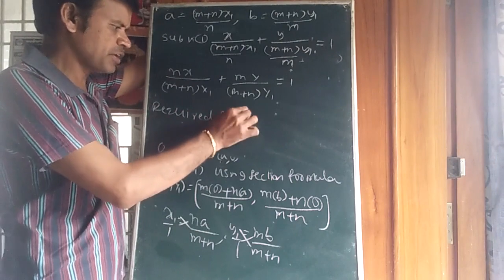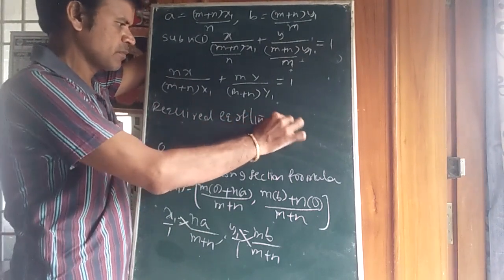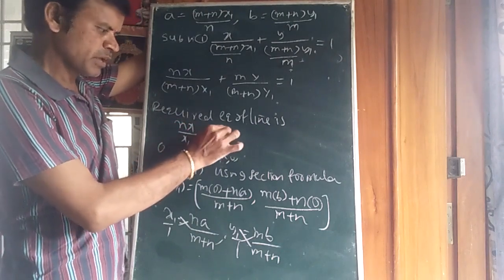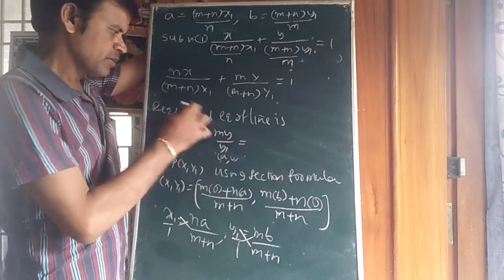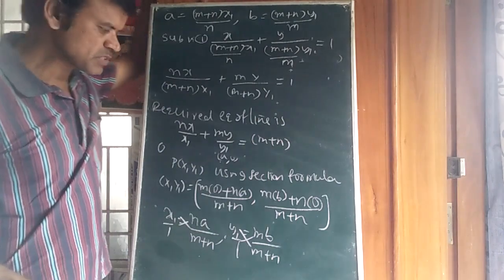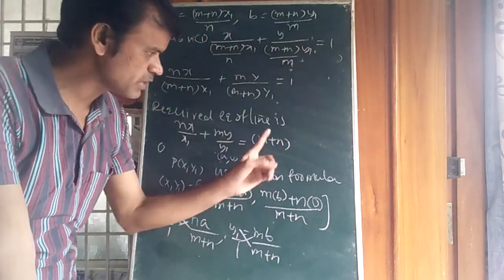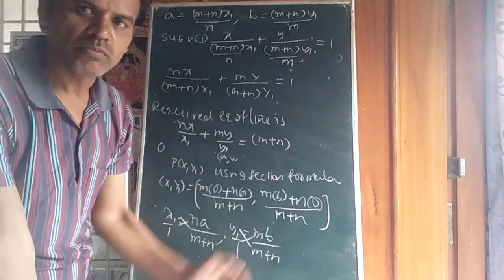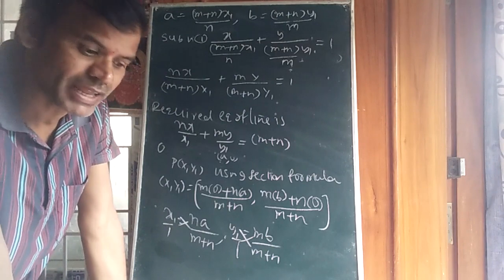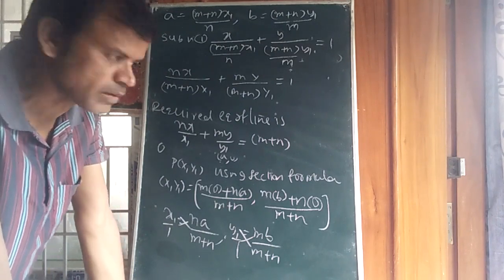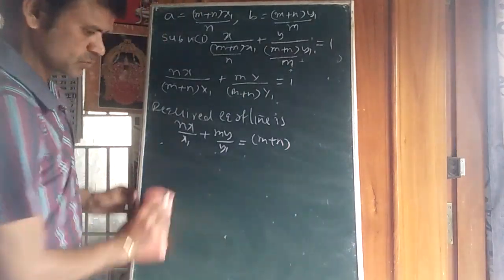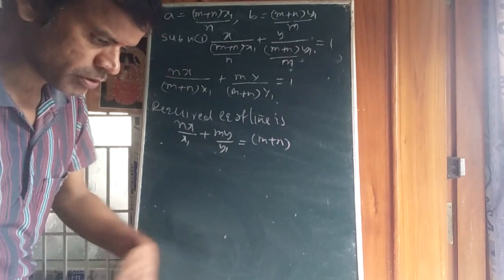Now the required equation of line is nx by x1 plus my by y1 equal to m plus n, taken as cross multiplication. It becomes nx by x1 plus my by y1 is equal to m plus n, because taking m plus n common and multiplying with 1, it becomes m plus n. So the equation of line is nx by x1 plus my by y1 equal to m plus n. Using this formula, let us do Roman number 2 first question.